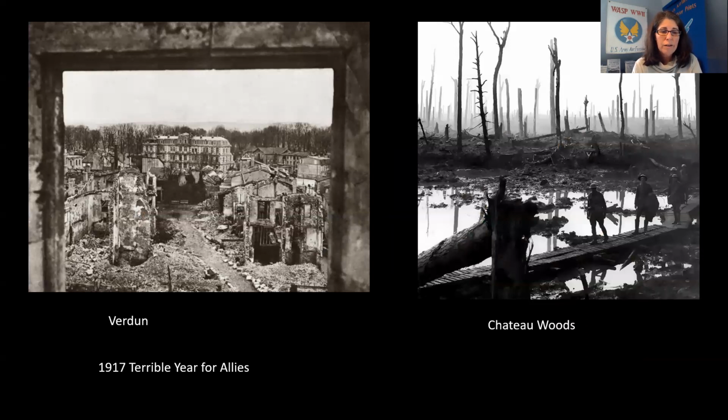the Allies. This is a photo of Verdun on the left there. This is a French village, completely decimated. Hundreds of thousands of men are killed on both sides. The one on the right is of the Chateau Woods, and you can see it's kind of a duck board. They build that little walking trail to go through the woods. You see all the water.